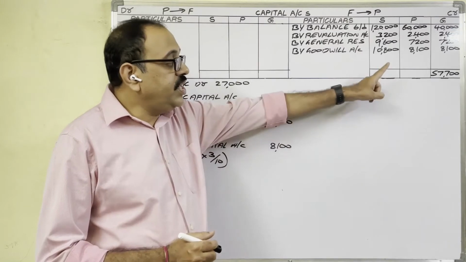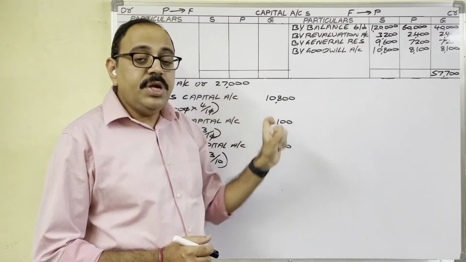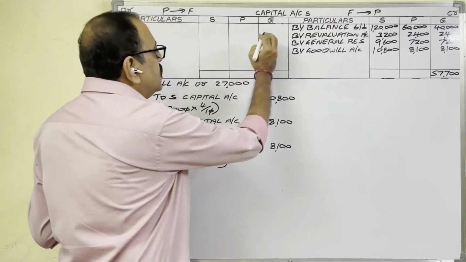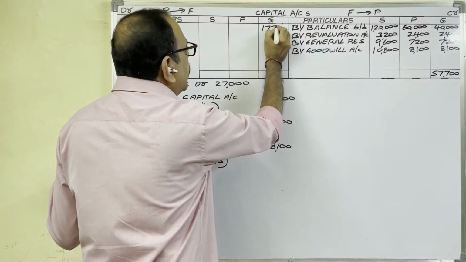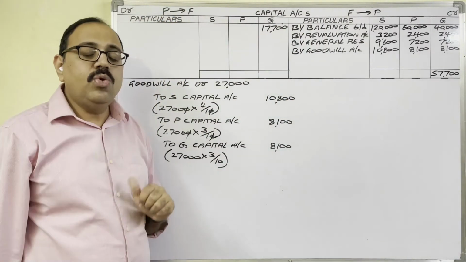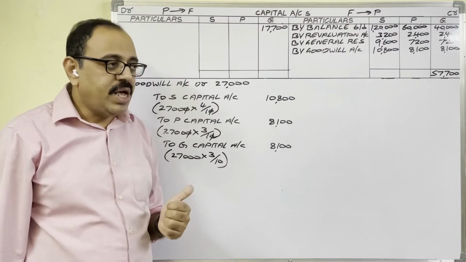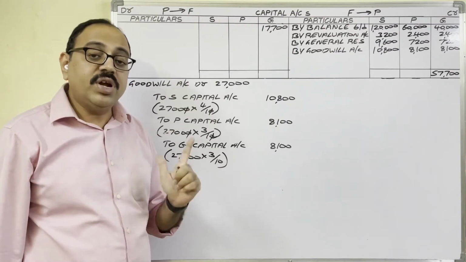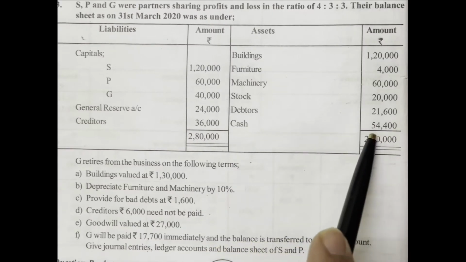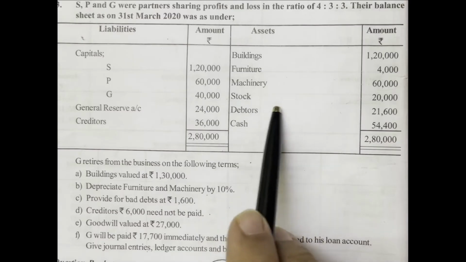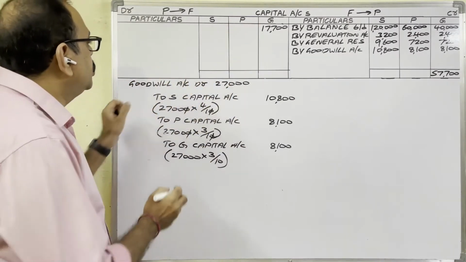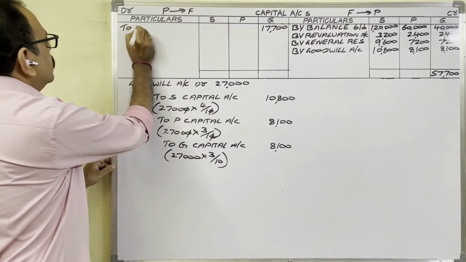Means in 57,700, the firm is paying 17,700 immediately. So 17,700 we should show on debit side. For this, what to write? In the old balance sheet asset side, cash balance is given or bank balance is given. Once we should see. In the old balance sheet asset side, cash balance is given, 54,400. Bank balance is not given. As cash balance is given, for this amount we should write to cash account.